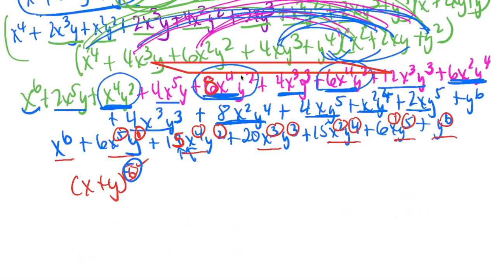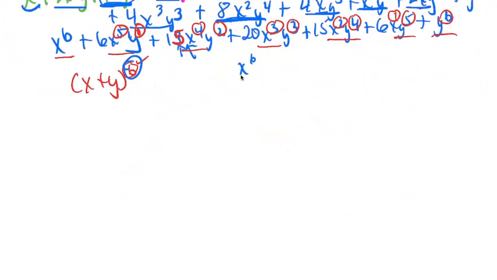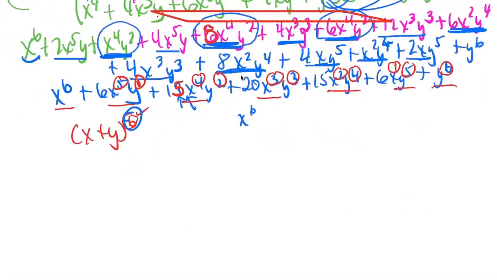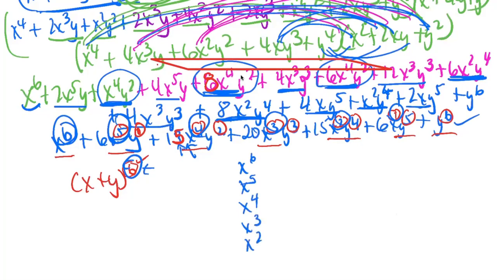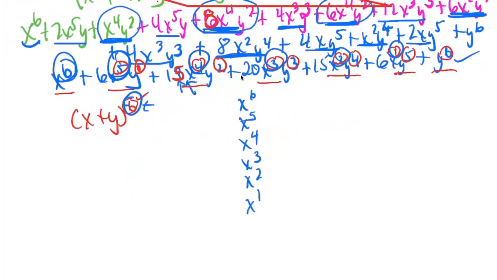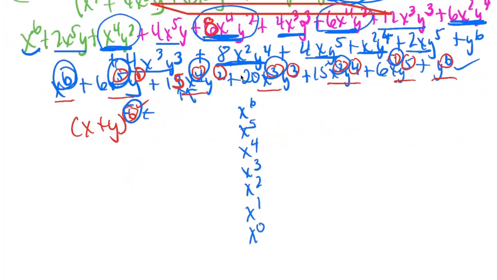All right, so I'm going to go x to the 6th. Another thing we notice is these descend. X to the 6th, x to the 5th, 4, 3, 2, 1, and then no x at all. So I'm going to go x to the 6, 5, 4, 3, 2, 1, and then x to the 0. So you'll have 7 of them.